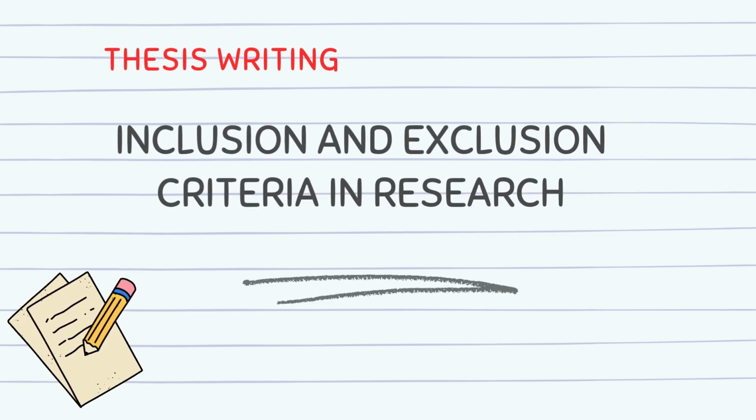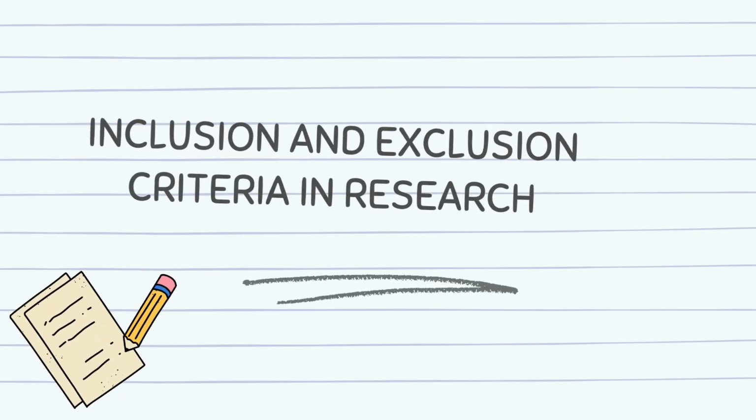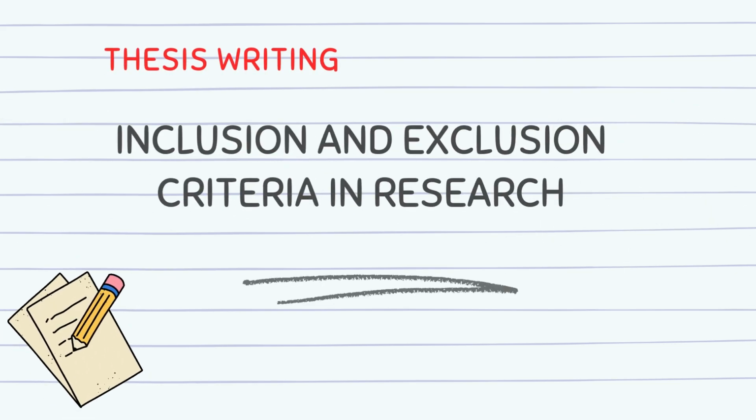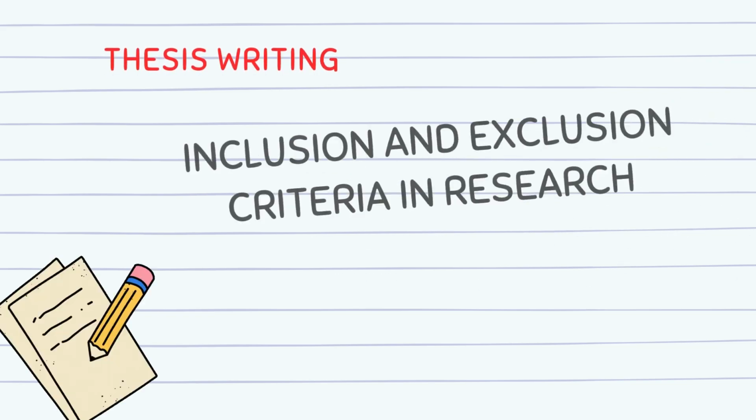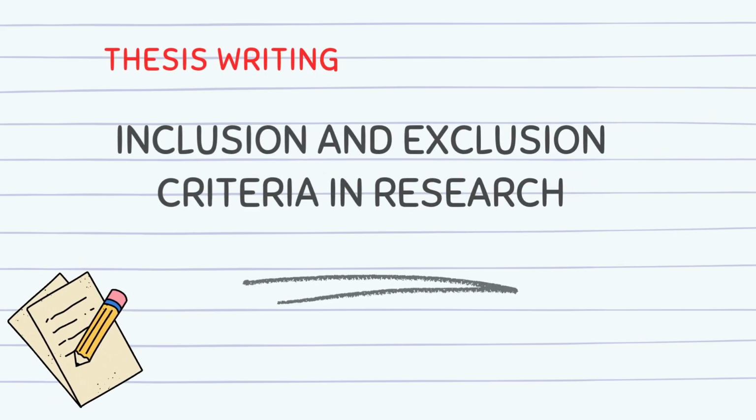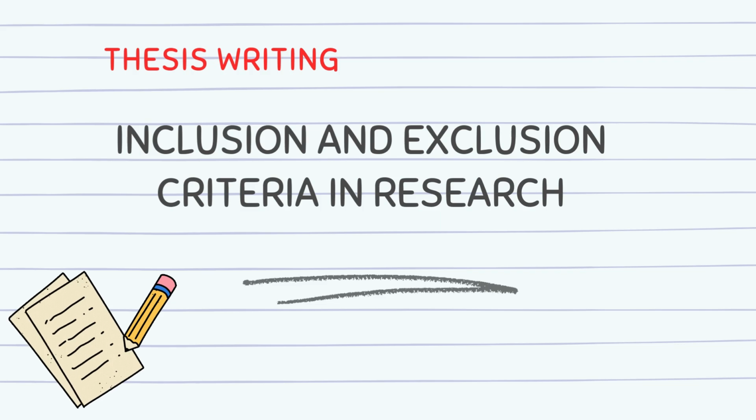Practical example: online learning study. Let's say you're studying the effectiveness of online learning among college students. Your inclusion criteria might be currently enrolled college students, aged 18 to 25, with access to the internet. Exclusion example, same study. In that same study, your exclusion criteria might include students who have dropped out, are under 18, or do not use online platforms regularly.